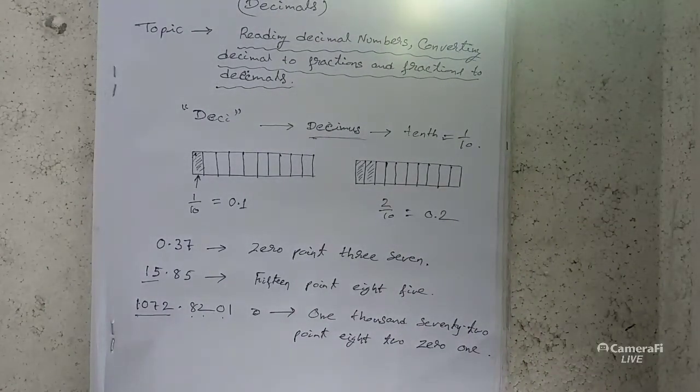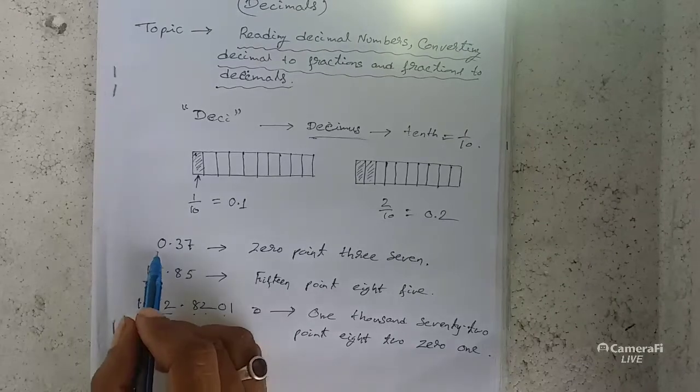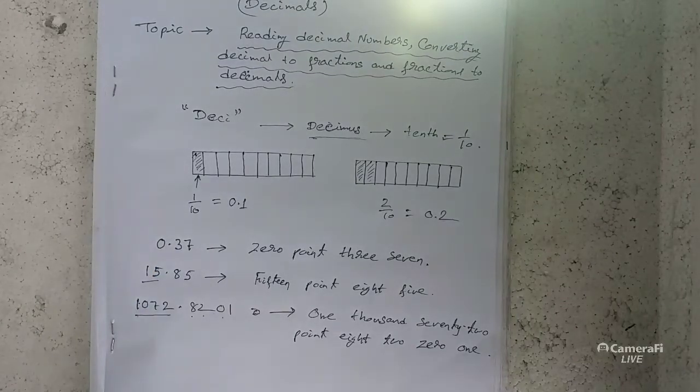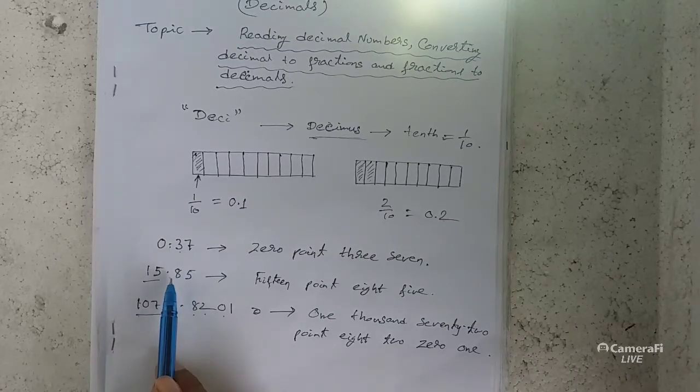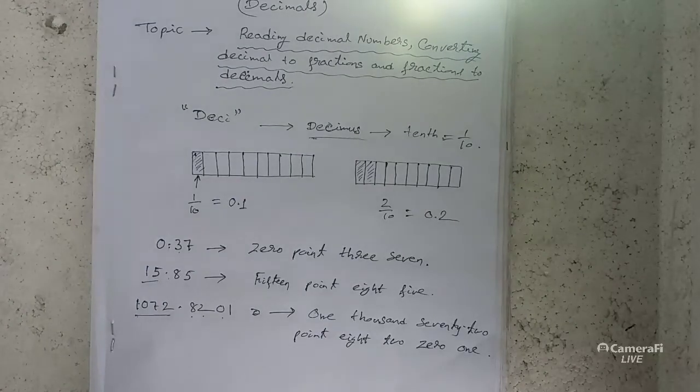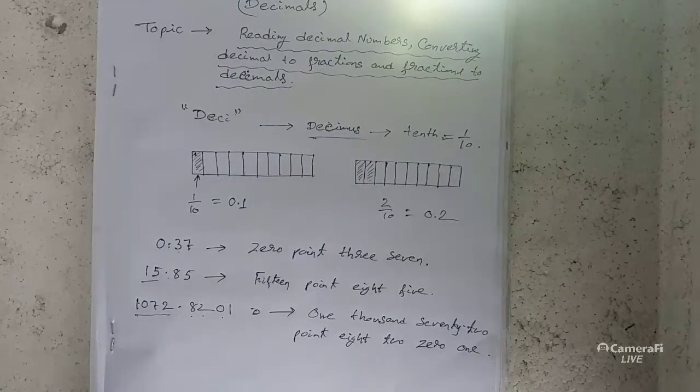That means the rule says how to read. The rule says before the decimal point, that means on the left part of the number, we will read it as a whole. Here is 0, here is 15, here is 1072, but on the right side part we will read it individually, digit wise. Here 0.37, 0.85, 0.8201, in this way. So this is the rule to read out a decimal number or write it in words.